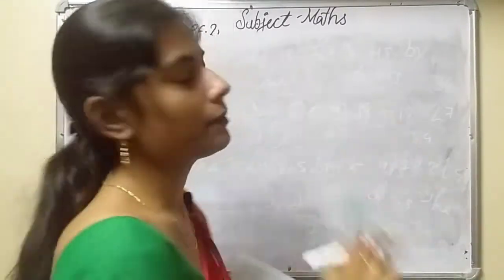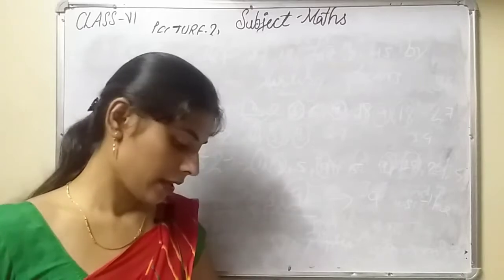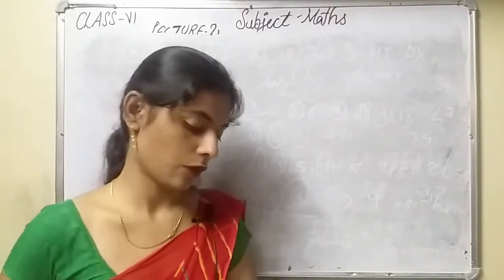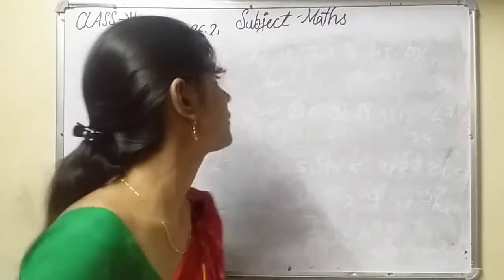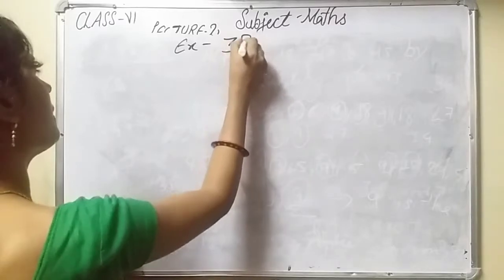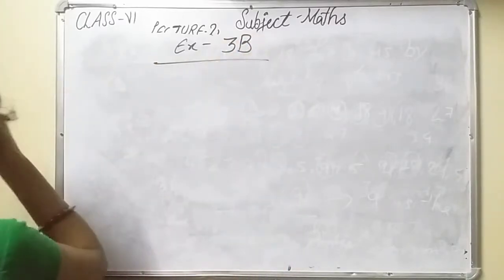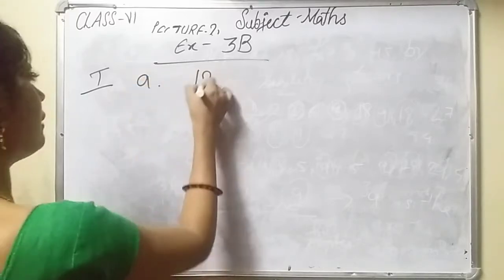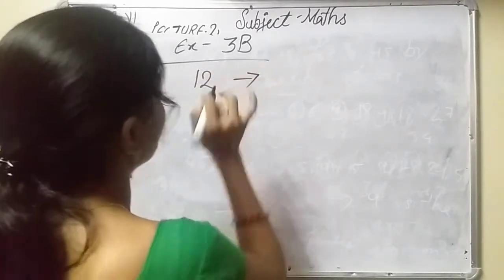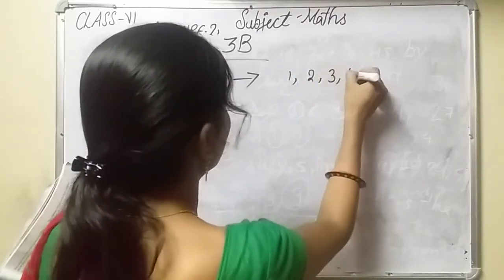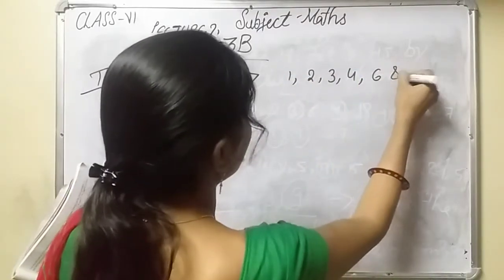Let us solve some exercise questions. Exercise 3B. Find the common factors of the following pairs of numbers. First, A, 12 and 72. See, which are the factors of 12? 1, 2, 3, 4, 6 and 12.